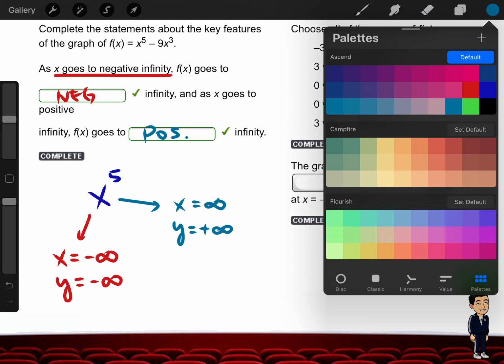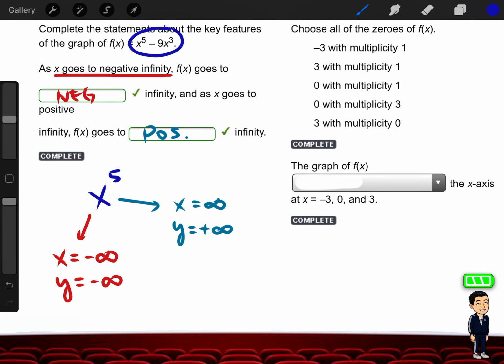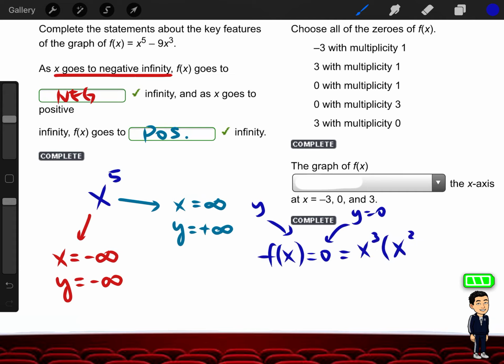This is how you're going to do it. You're going to factor x to the fifth power minus 9x cubed. Set it equal to 0 because we're looking for the x-intercept, so y must equal 0. You know that f of x is y. Then we factor out the x cubed from both terms, so you're going to get x squared minus 9. Keep that x cubed, and factor more into x plus 3, x minus 3.